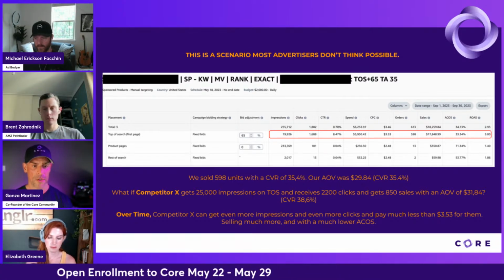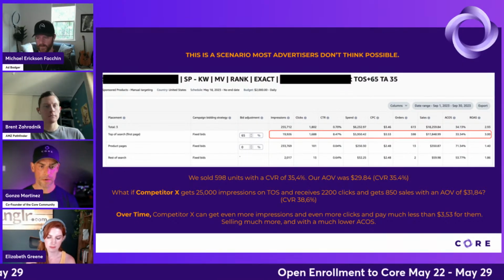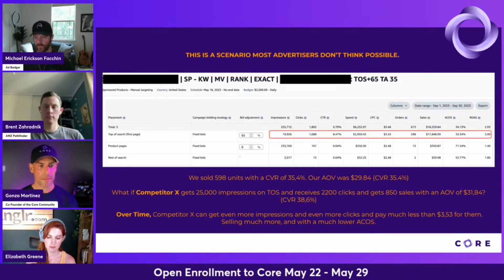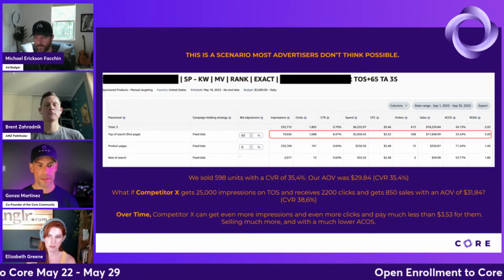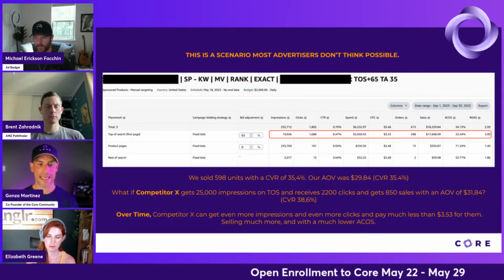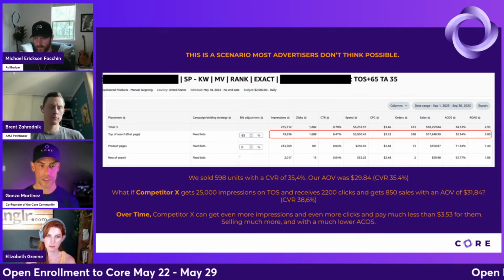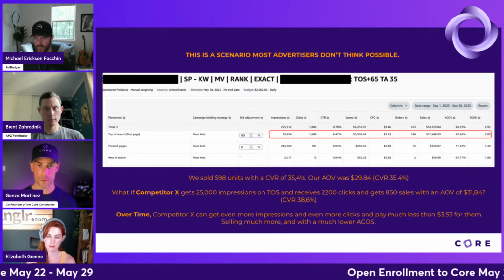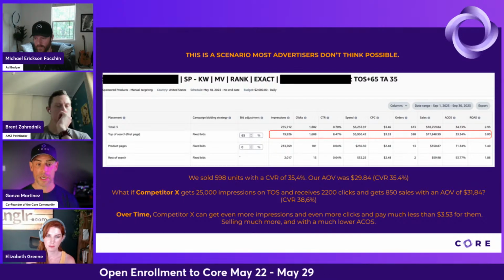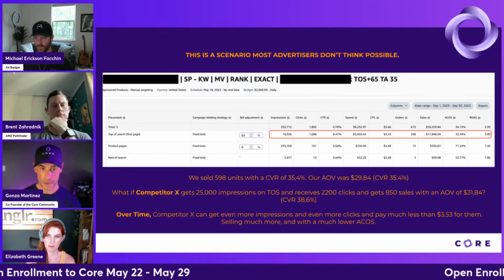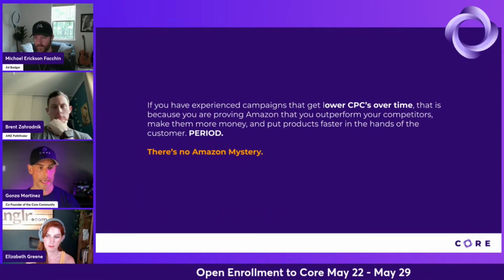Just a quick comparison. We sold 598 units with a conversion rate of 35%, and our average order value was $29.8. And the scenario is, what if competitor X gets more impressions than us, and they receive, let's say, 2,200 clicks, and they get 850 sales with an average order value of $31 or $32, which is a higher conversion rate, by the way, than the one that we had with a cheaper product. Over time, competitor X can get even more impressions, even more clicks, and pay much less than $3.53, which is what we pay, and sell much more product, making money like crazy and more money for Amazon.